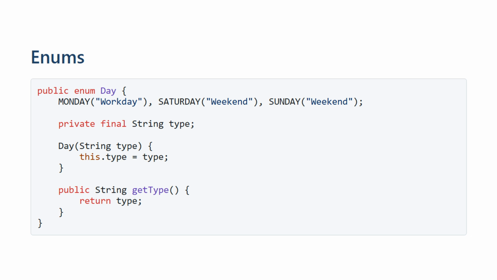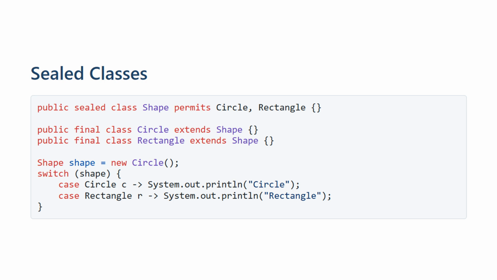Finally, we add a getType method so you can retrieve the type of any day. This shows that enums aren't just constants. They can hold data and behavior, making them perfect for modeling categories or states in a clean, type-safe way.